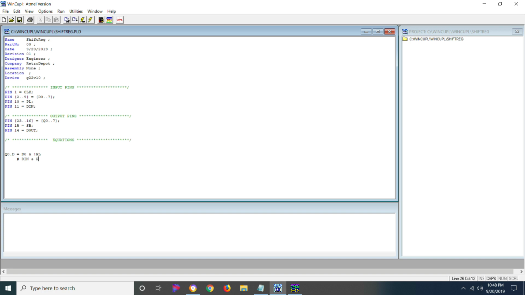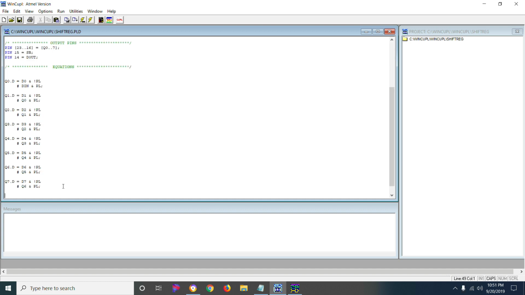Okay? Now, for the rest of these, it's going to be pretty similar. So, for Q1, it is going to be high when D1 is high and PL is high, or when D0 is high and PL is low. And we can continue to do this. So I'm just going to do that real fast.